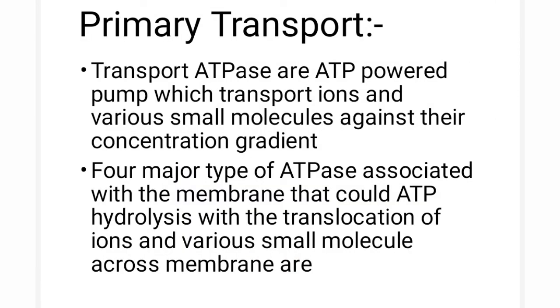In primary transport, ATP is the molecule which provides energy for transportation. In primary active transport, mainly we learn about pumps. There are so many pumps. ATP powered pumps work against the concentration gradient, that means molecules or ions pass from low concentration to high concentration. Along the concentration gradient, no energy is required; substances pass from high to low concentration until they reach equilibrium.